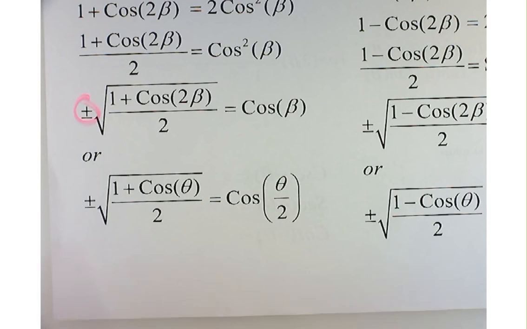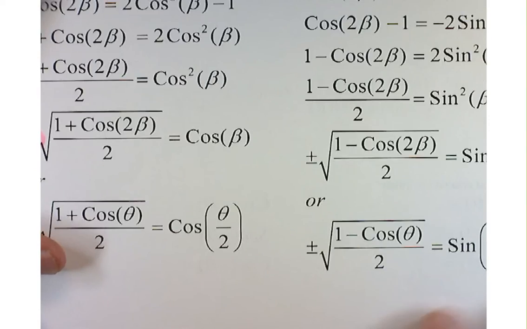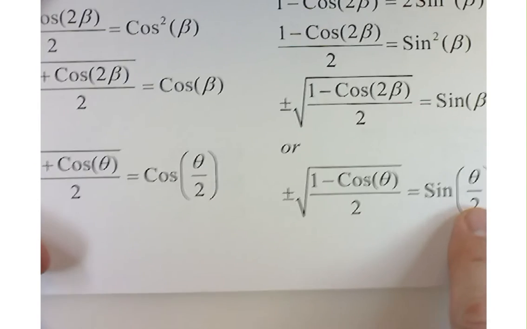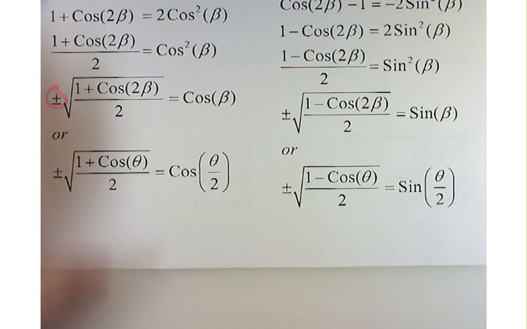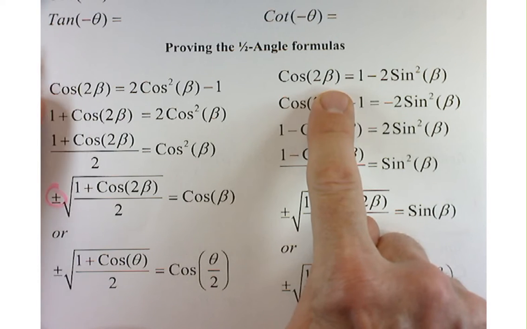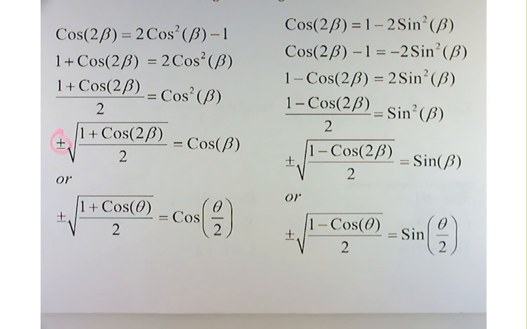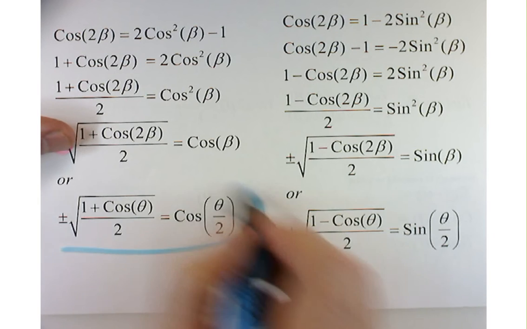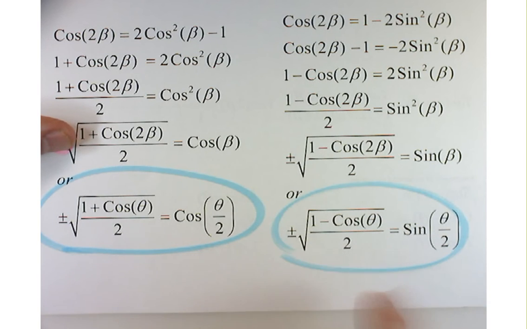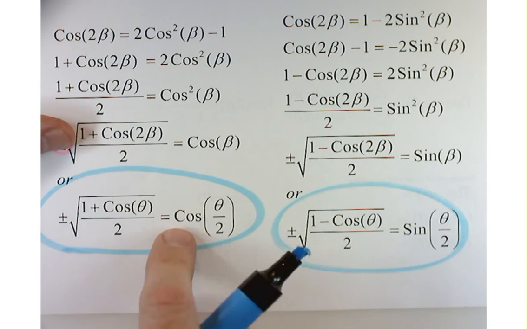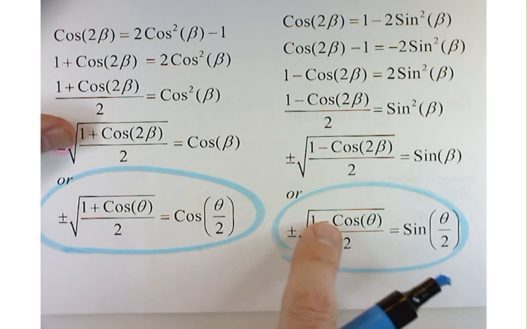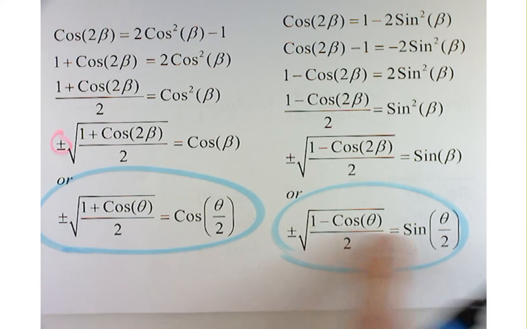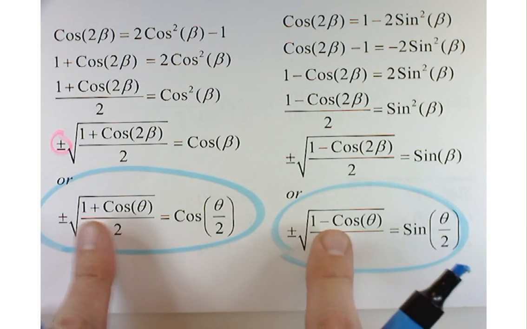By the way, the derivation for the sine half angle formula is pretty much the same. It just starts out with a different cosine double angle identity up here, but you end up at more or less the same place. The only difference between these two formulas, for sine and cosine, is that one of them has a plus and one of them has a minus. And it's going to be your job to remember these, keep them straight.